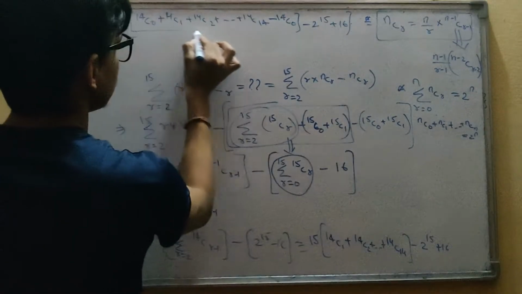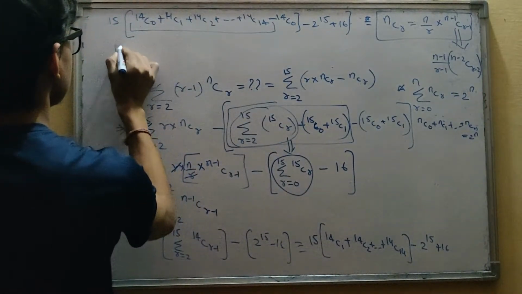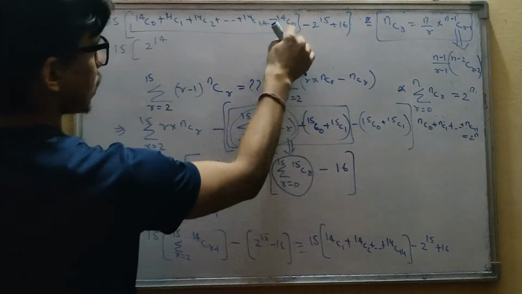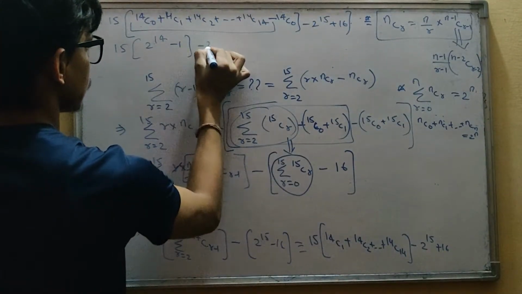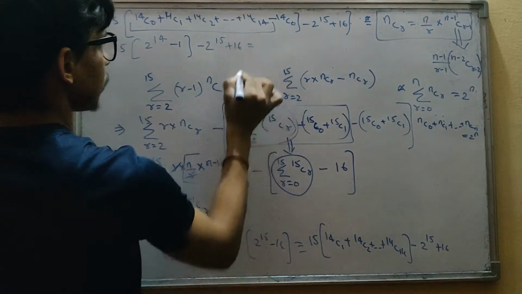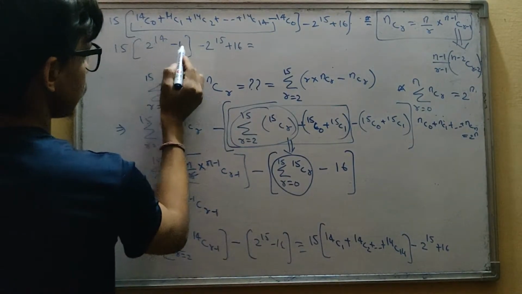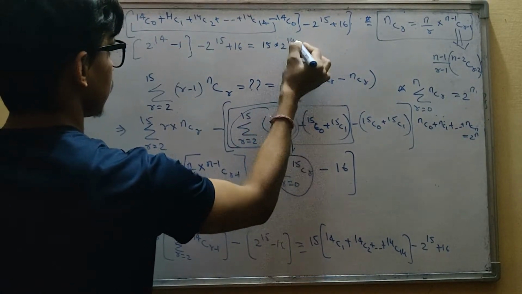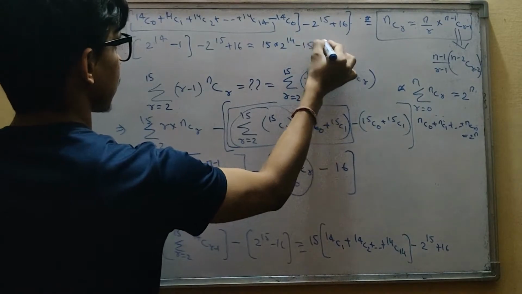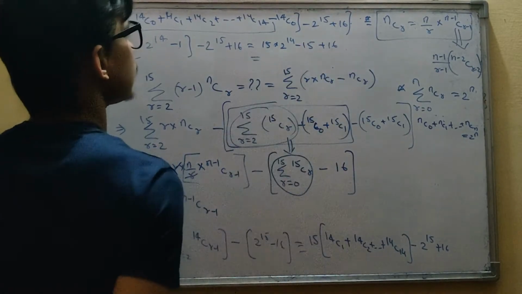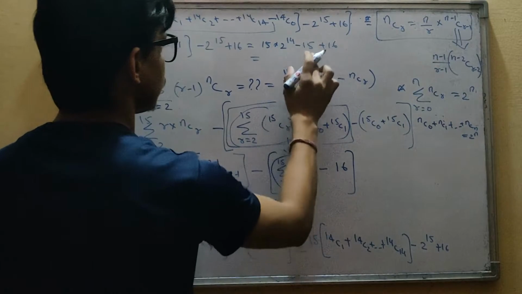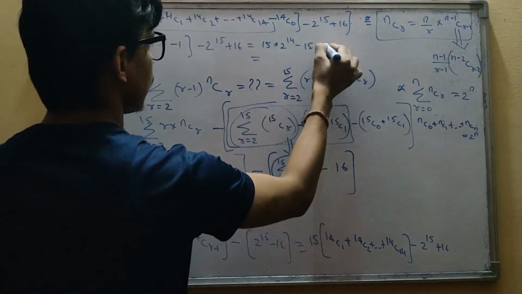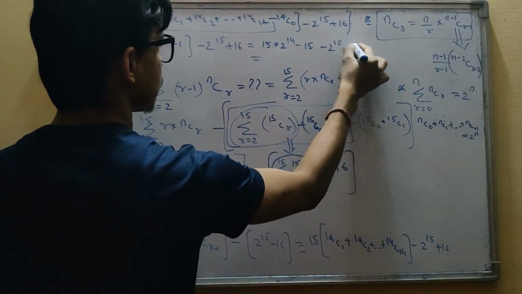Now this whole term, from here to here, is going to be 15 into 2 to the power 14 by using this formula, and minus 14c0 is just minus 1, minus 2 to the power 15 plus 16. Now if I multiply this, minus 15 plus 16, it is just simplification now: 15 into 2 to the power 14 minus 15 and plus 16. So I guess this is what you are going to get. It should be 15 into this, minus 15 plus 16, minus 2 to the power 15 and plus 16.